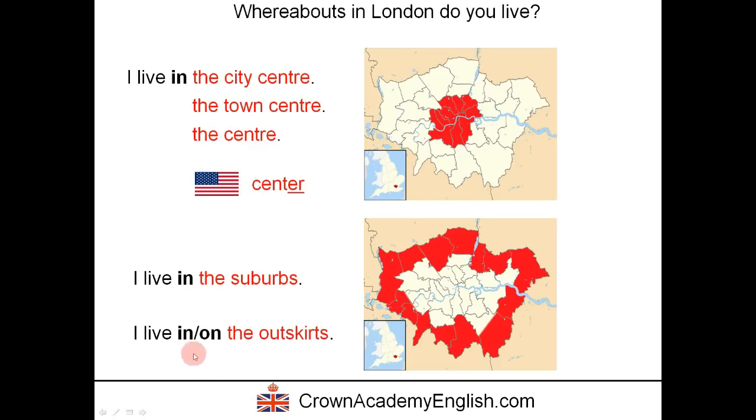Or we can say, I live in the outskirts, or I live on the outskirts. I live in the outskirts of London, or I live on the outskirts of London. Again, this means right at the edge of the city, far from the centre. So both of these are very good expressions.